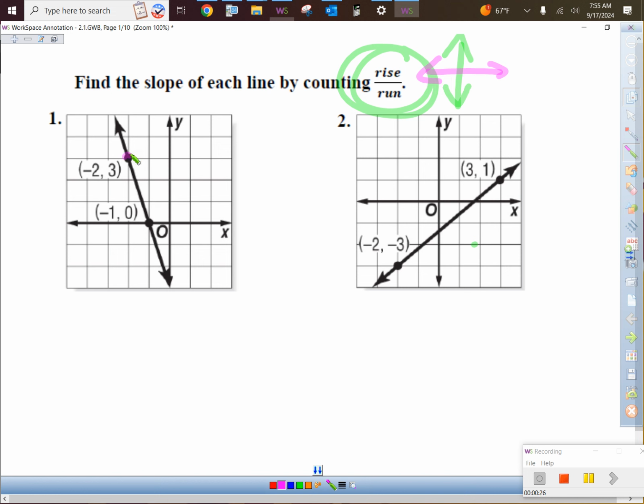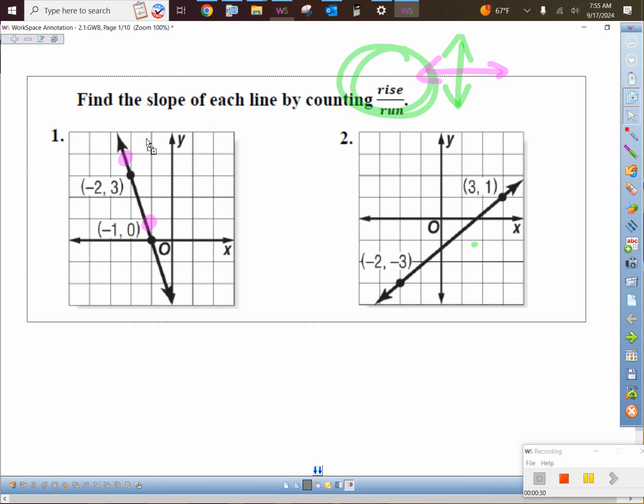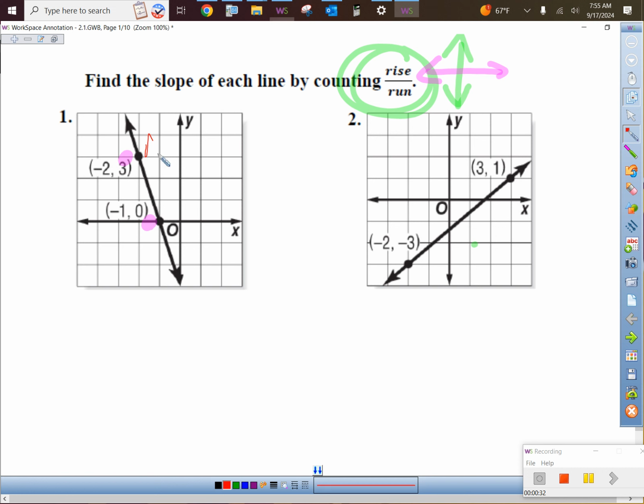So what you do is you count from one point to another. It doesn't matter, I'm just going to call this point A and this point B. It doesn't matter if you start at point A and count to point B, or start at point B and count to point A. I'm going to count how much I have to go up or down. So if I count from this point, would you believe that I have to go down 1, 2, 3? Are you with me on that?